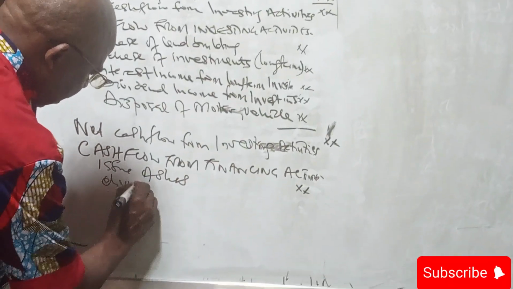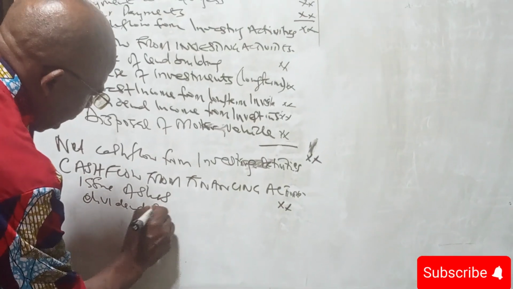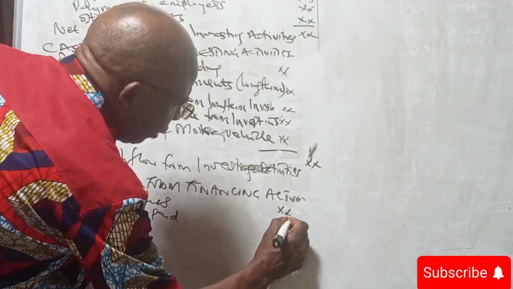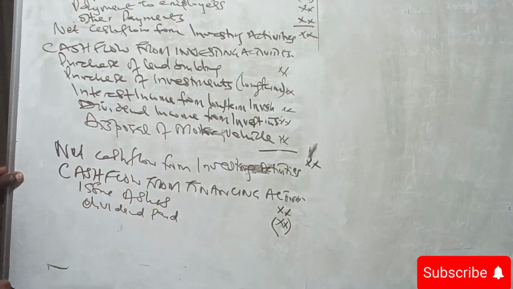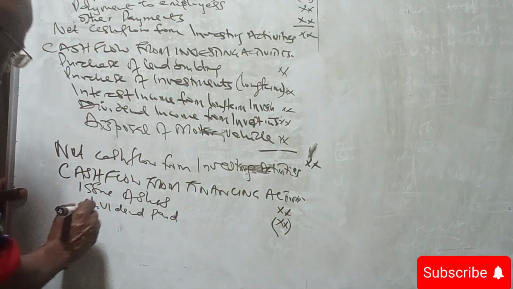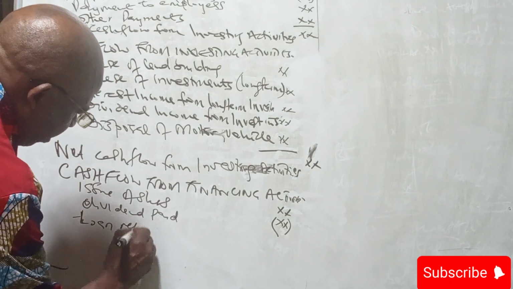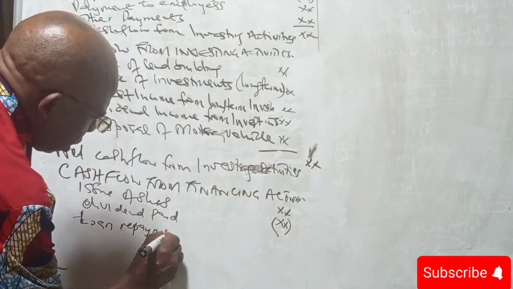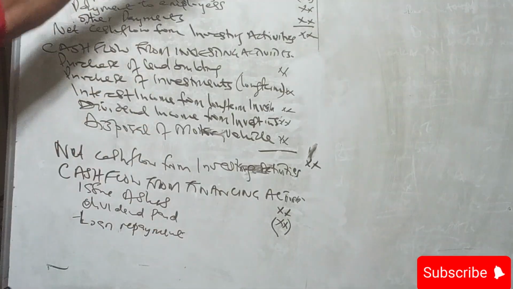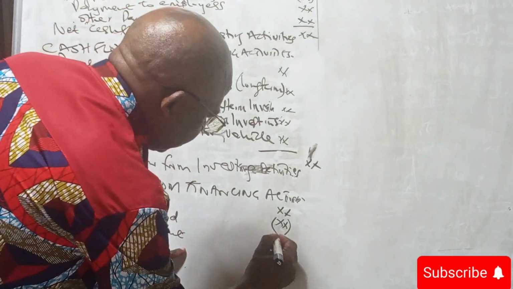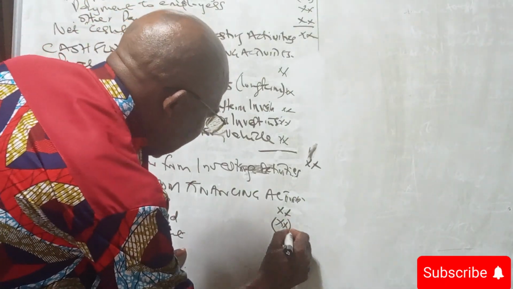Issue of shares. Dividend paid. Now, when you issue shares, we receive money. But when we pay dividend, money leaves the firm. So we bracket it. So we may talk about loan repayment. If we are paying the loan, it could mean that we got money from operations and we paid the loan with it. Loan repayment. So money is leaving the firm.